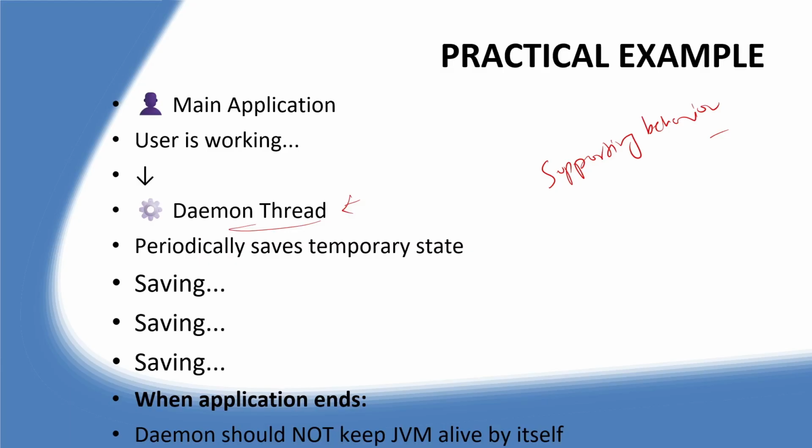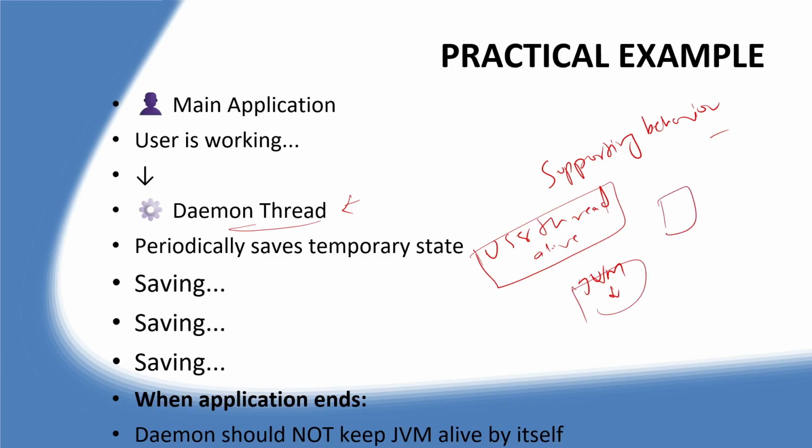Because daemon threads can be terminated when no user thread is alive. So we know the sequence, right? If even one user thread is alive, then the JVM will be running. If all user threads are terminated or finished, then the JVM will start its termination process, and all daemon threads will be closed immediately. That's why we should not use daemon threads for work that supports important, critical data.